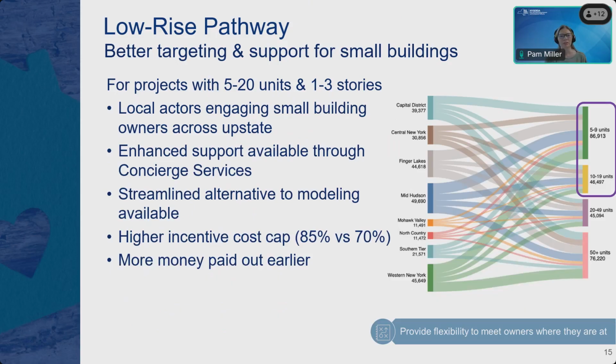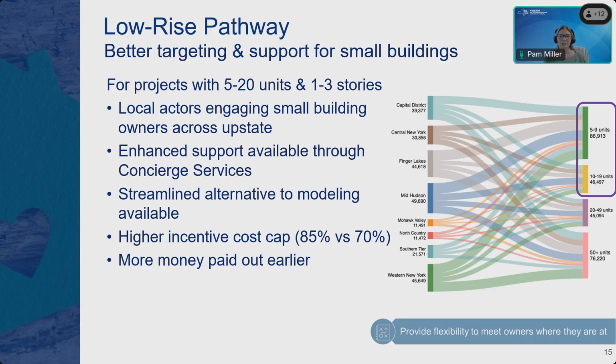The low-rise pathway focuses on projects with 5 to 20 units and are 1 to 3 stories. And it's meant to address some of those hurdles that Brian was mentioning a few slides ago. NYSERDA has paved a pathway tailored to these smaller buildings by utilizing local, regional clean energy hubs and community-based organizations to help with the initial engagement and to connect the owners with the right people to get started. The concierge services can even provide a concierge contractor to assist the owner with participation in the program. So if you don't know where to start there.